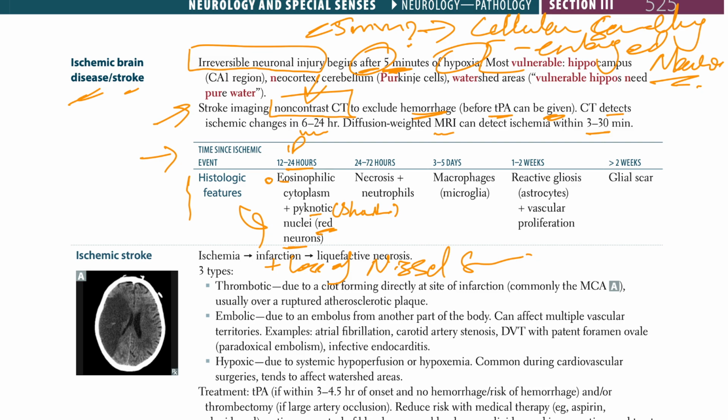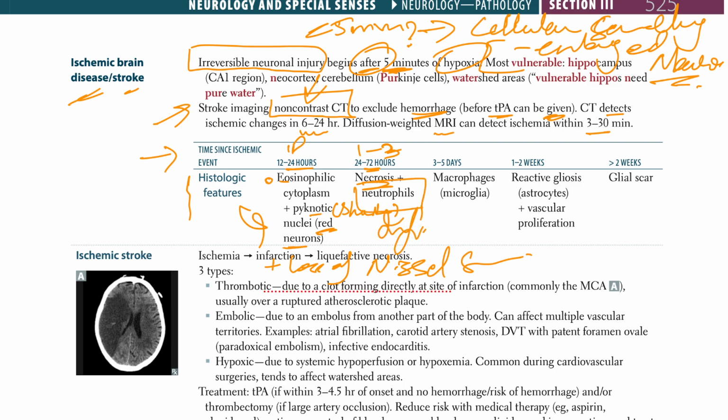Hypnotic will be seen. And then after this, so after your 1 day, so 1 to 2 days, or actually call it 3 because 72 hours there. So 1 to 3 days, what you're going to have is necrosis plus neutrophils. High yield is neutrophils. Neutrophils would infiltrate.